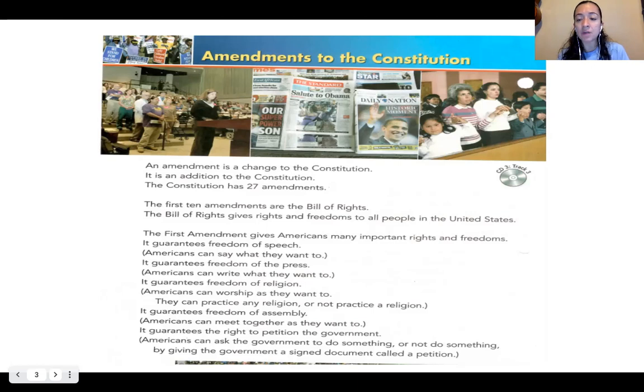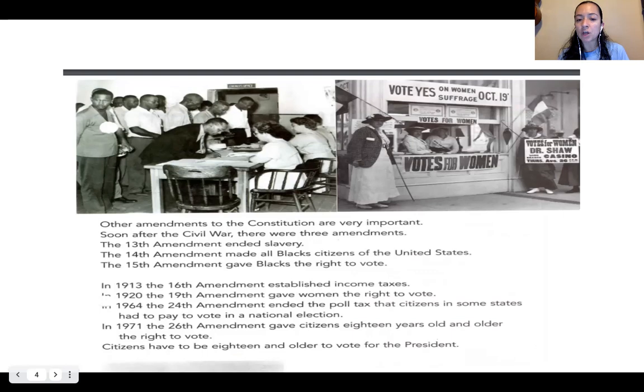It guarantees freedom of assembly. Americans can meet together as they want to. It guarantees the right to petition the government. Americans can ask the government to do something or not to do something by giving the government a signed document called a petition. Other amendments to the Constitution are very important.